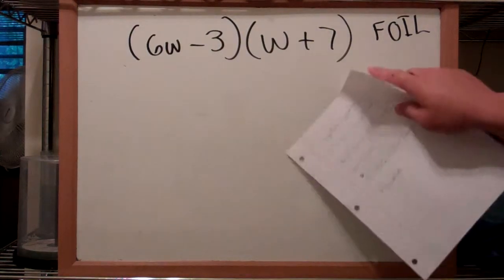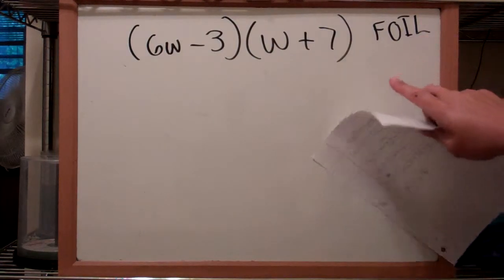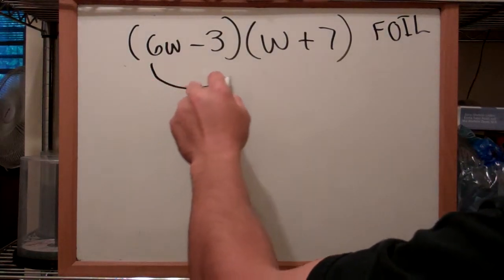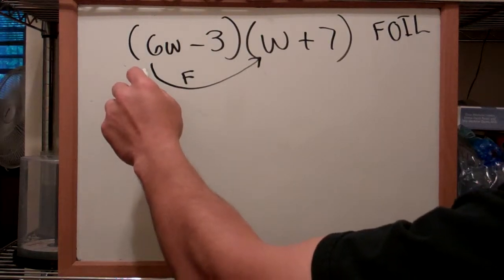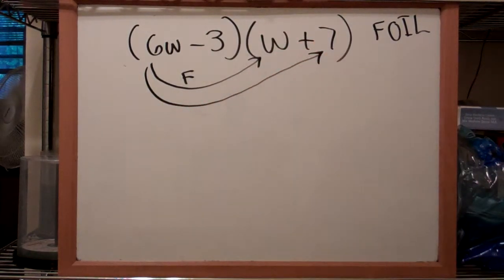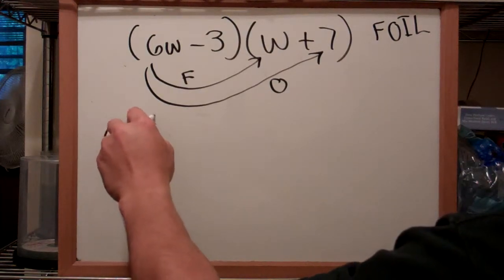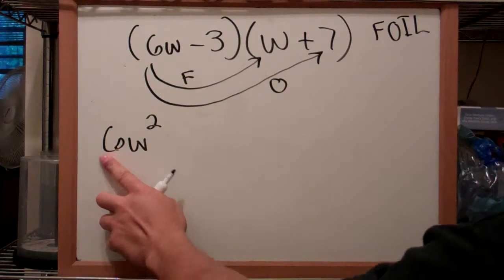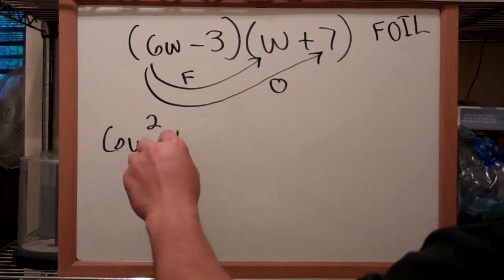FOIL stands for firsts, outers, inners, and lasts. I'll draw out what that means here. The firsts would be multiply the 6w times the w. That would be firsts. The outers would be multiply the 6w times 7. That would be O. So taking the 6w times the w, you get 6w squared. And then multiplying the outers, you get 6w times 7, which is 42w.